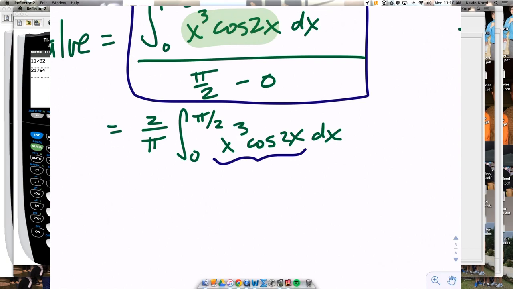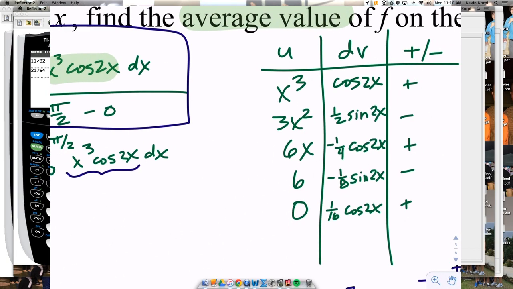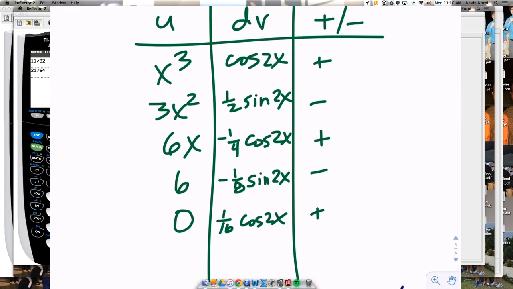And is this one where we can use the tabular method? Yep. x squared, or x cubed, sorry, is what we're going to call u, and cosine is one of those repeaters, so you can let it be dv. So in the left column, just run x cubed all the way up to 0 with the derivative.